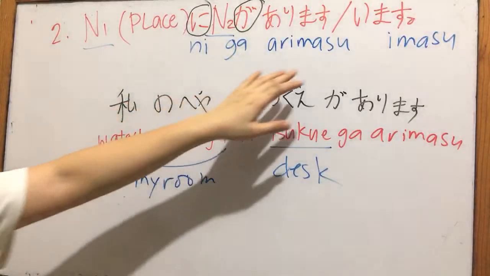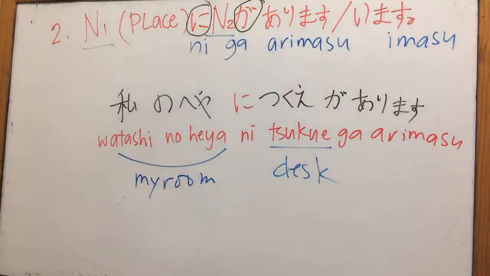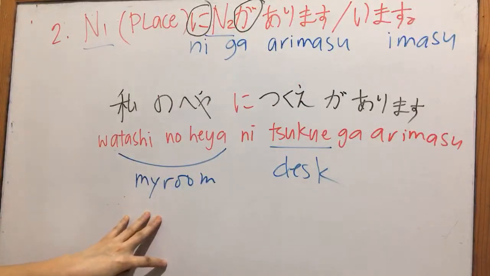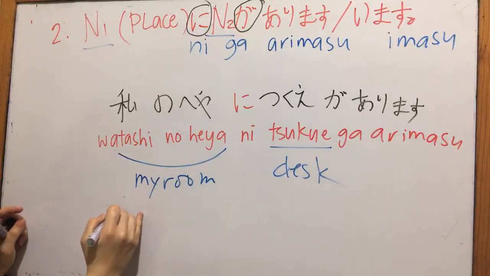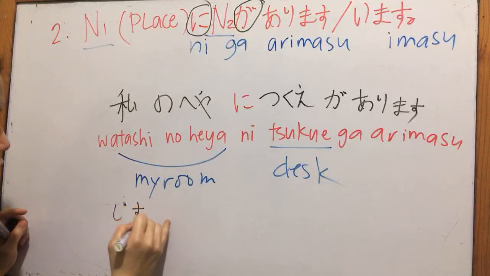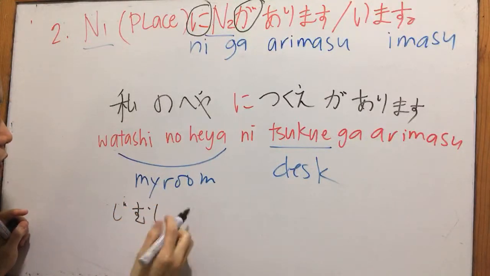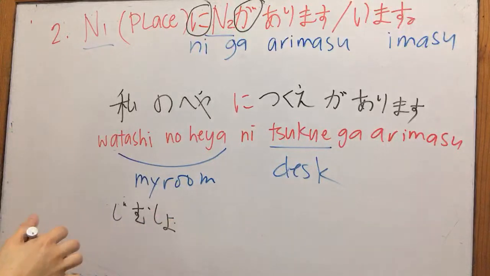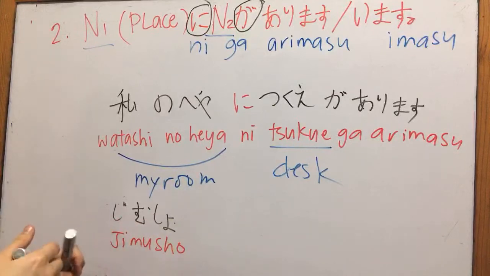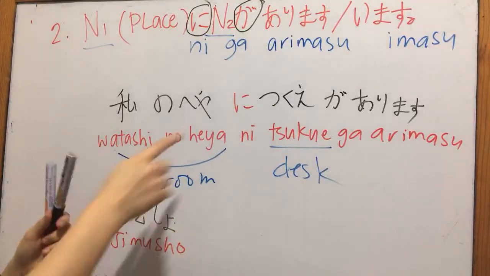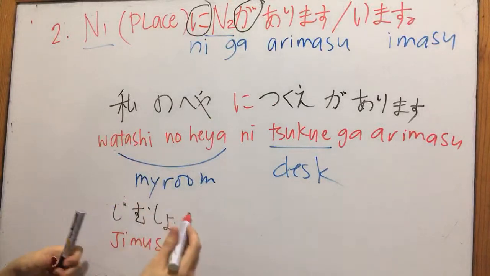How about the imasu? Okay, how about the imasu? So, for example, place is jimusho. Jimusho is office. So, for example, a place. Starbucks, yaksan ga imasu. So, desu ne. Right, so, jimusho. So again, this is a place. Our particle will be marked by ni.